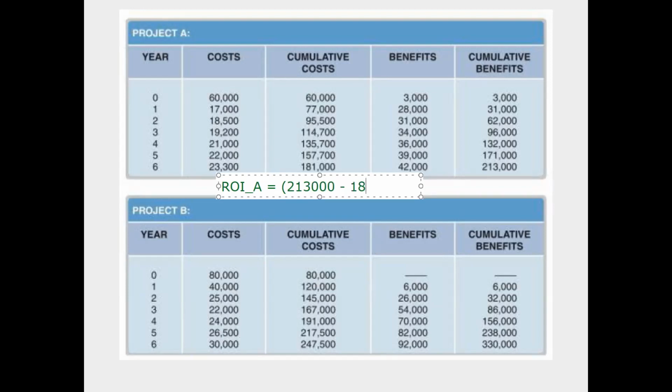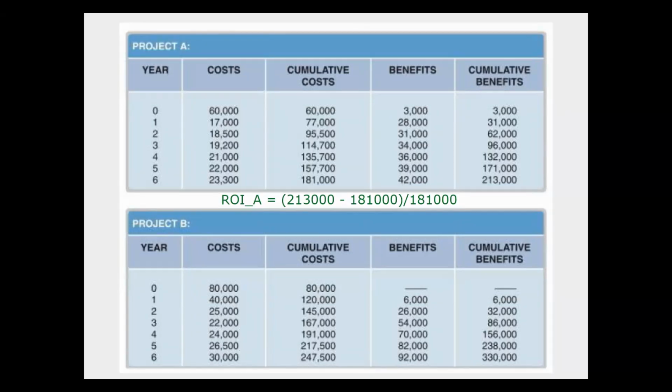Subtract the total cost, 181,000, and you have to divide by 181,000 again. So simply you are going to get this as a percentage of total costs, because in the previous case we never thought about this, right? So let's divide and see how much we are getting. Let me take the calculator.